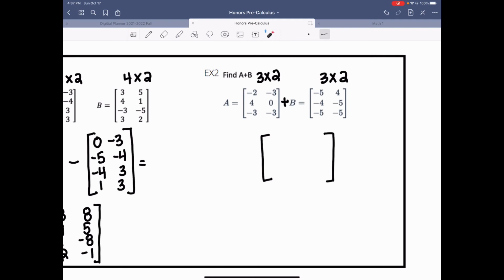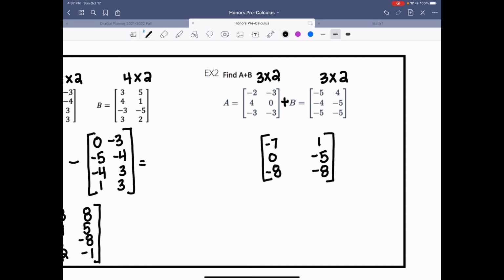All right, so we're going to add negative 2 and negative 5, which is going to give me negative 7. Then we're going to add negative 3 and 4. That's going to give me positive 1. And then we're going to continue with each element. So 4 plus negative 4 is 0. Then we have 0 plus negative 5 is negative 5. Negative 3 plus negative 5 is going to give me negative 8. And then we have negative 3 and negative 5 again, which is also going to give me negative 8.